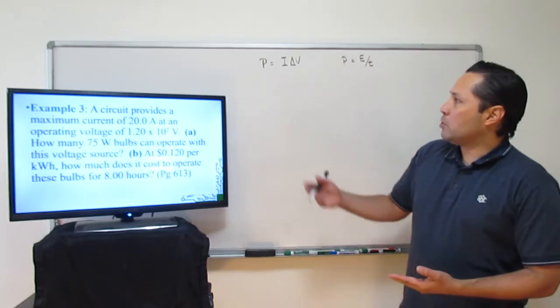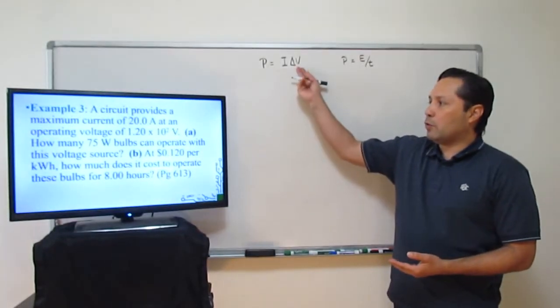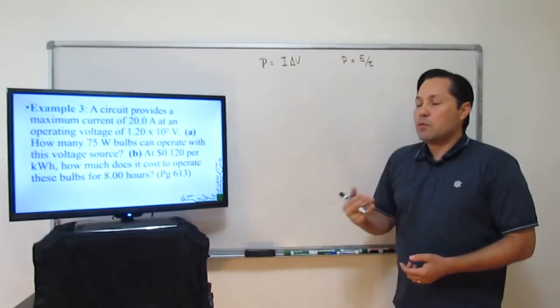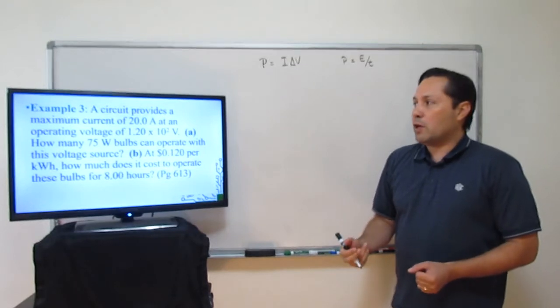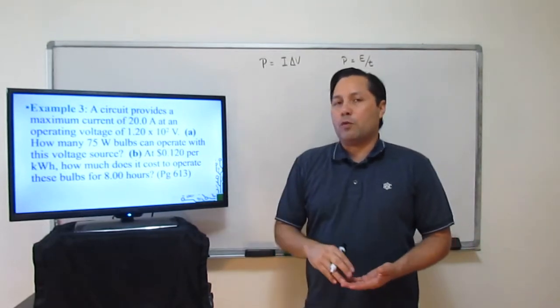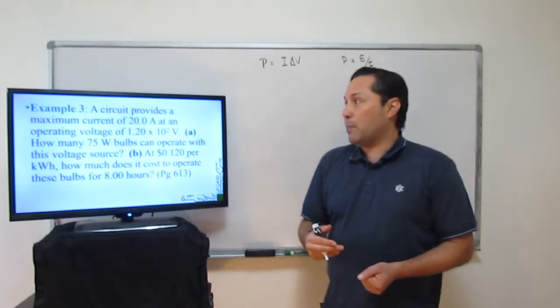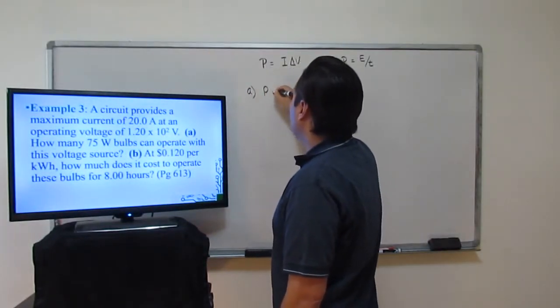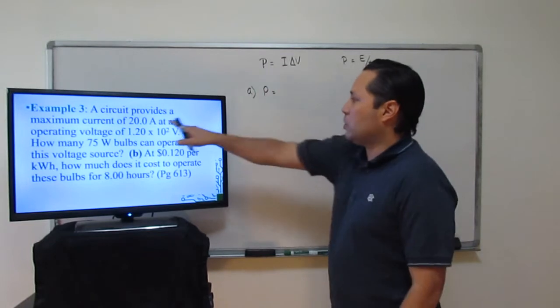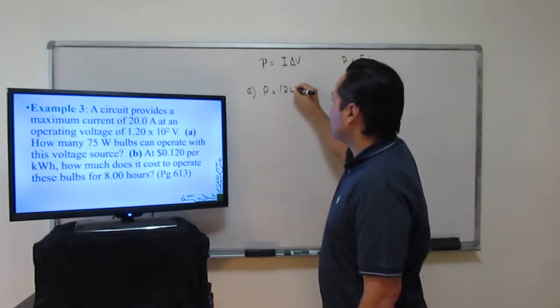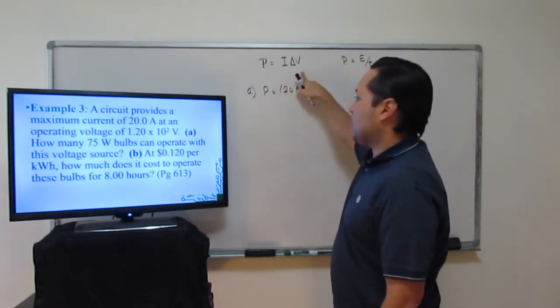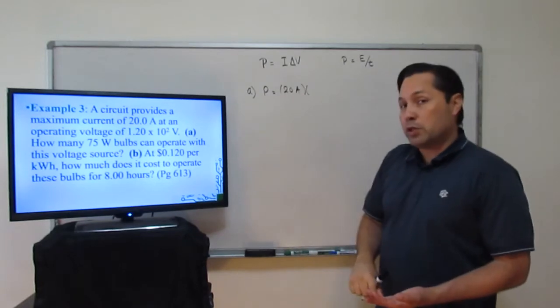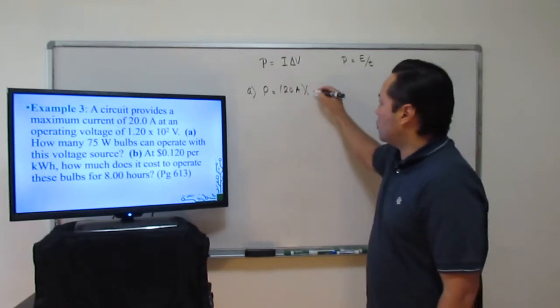What we're going to do is we have the current and we have the voltage. So we're going to figure out the power, which is going to be in watts. And then we can use that to figure out how many 75 watt bulbs we can power. So let's begin there. So part A, power is equal to I, the current, which is 20 amps. And we're going to multiply times the potential difference, the voltage, which is 120 volts.